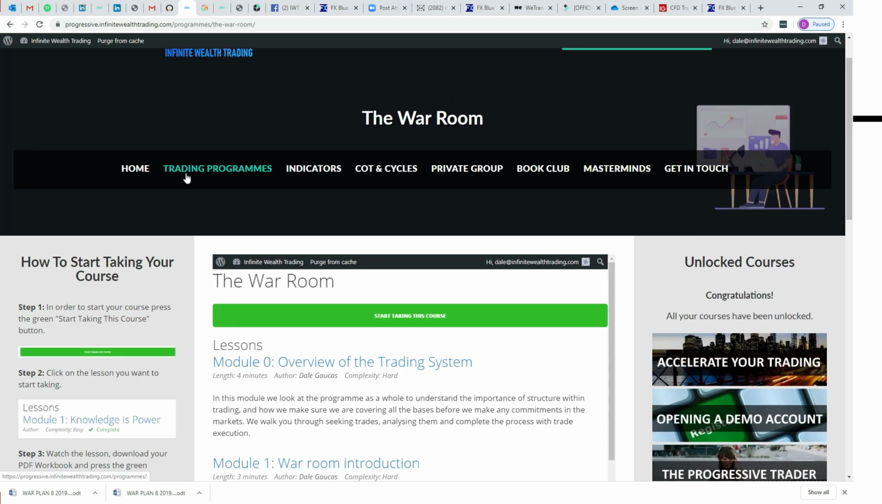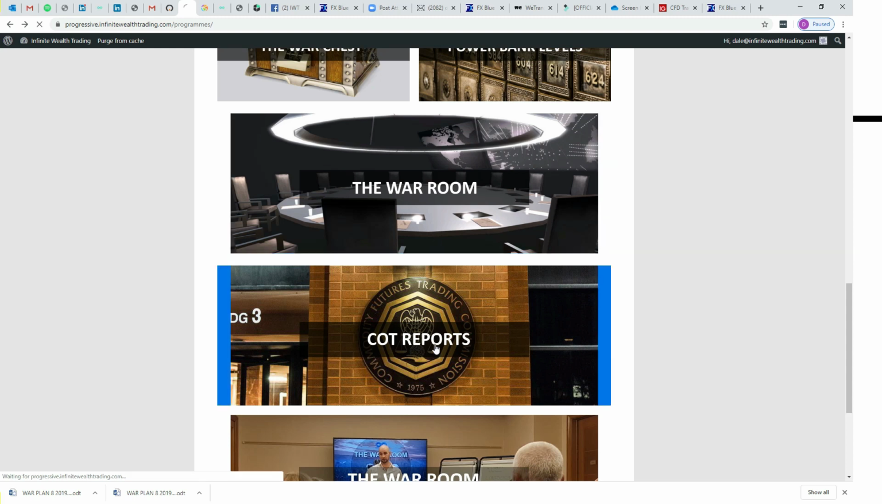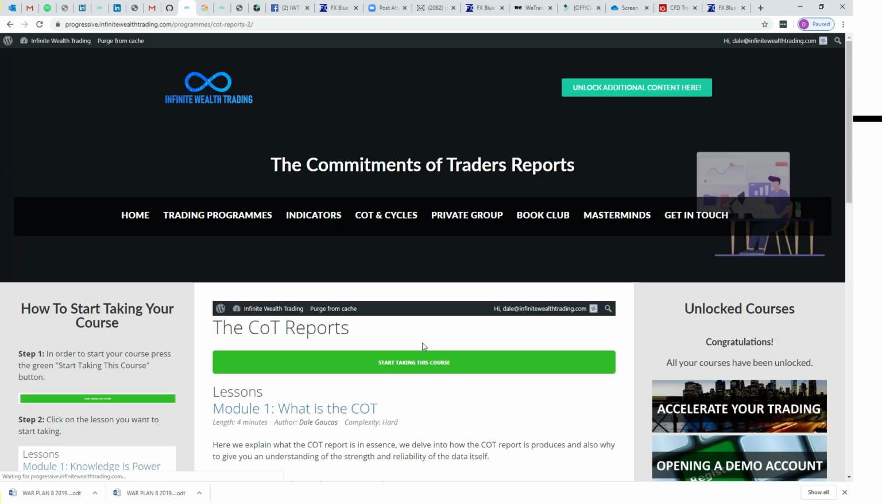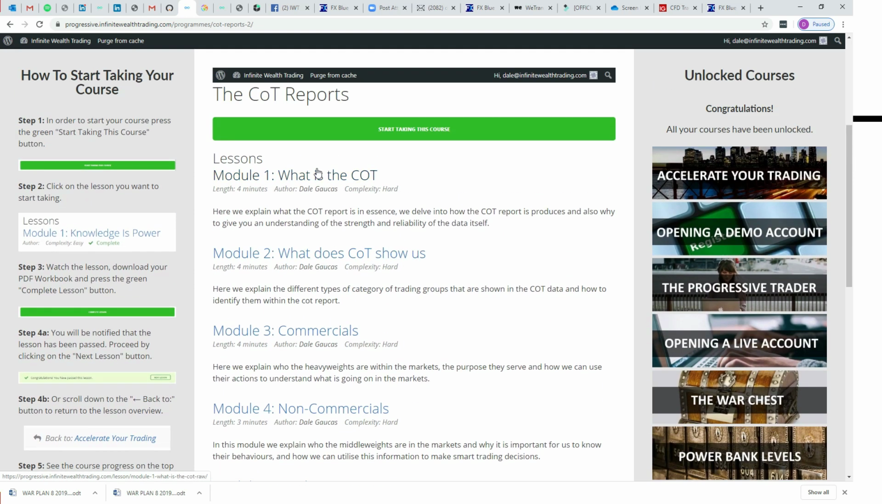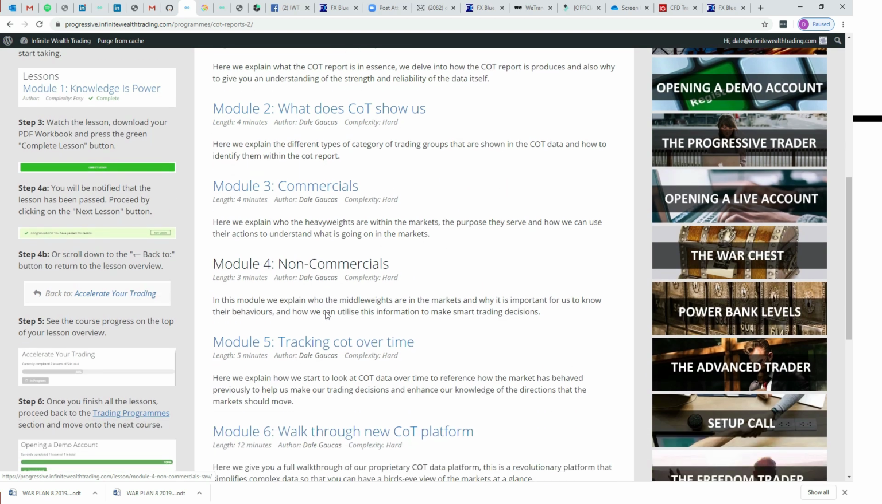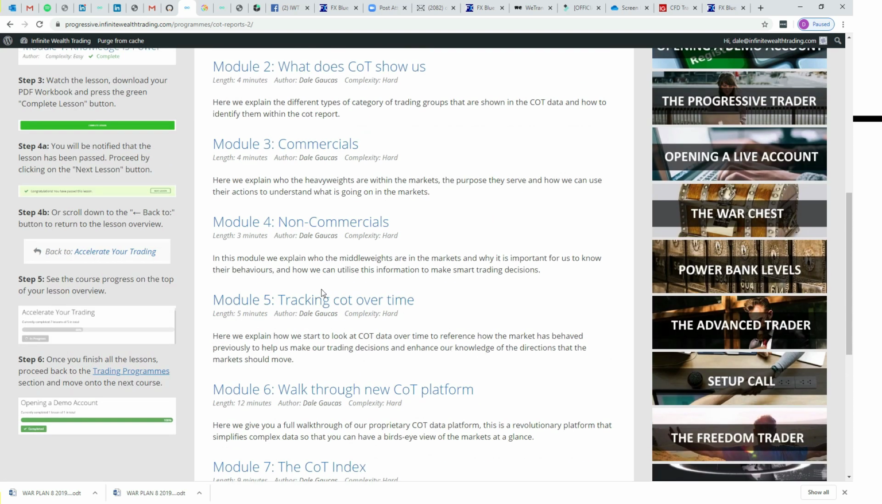From there, you've also got COT programs. Let me just go back one. From there, you've also got the COT programs in the War Room. You click on COT reports, and this walks you through a module on everything about the COT report. What is the COT report? What does the COT show us? Commercials, non-commercials, tracking the COT over time, walk through the COT program, COT index.